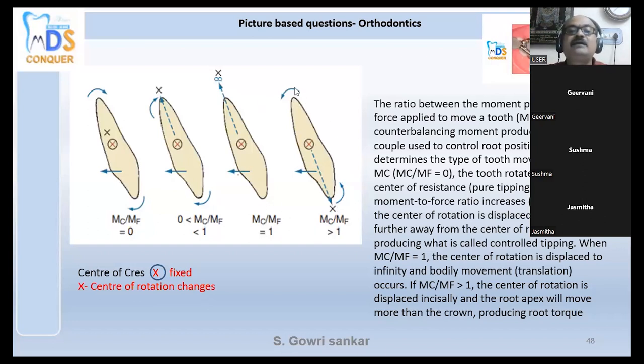Whenever there is a moment, this causes the roots to tip back into the palate and the crown to tip back labially. But I don't want that, so this is held by some means, and only in such cases, torque. I have to apply more counter moments than what is produced by the original moment by force. Then the center of rotation shifts to the incisal area. This produces what is called torque, the movement of the roots without the movement of the crown, which is just opposite to that of uncontrolled tipping.